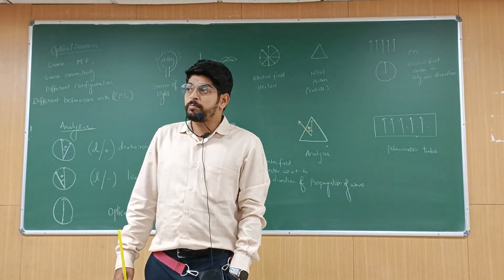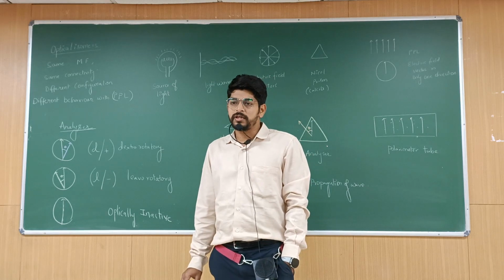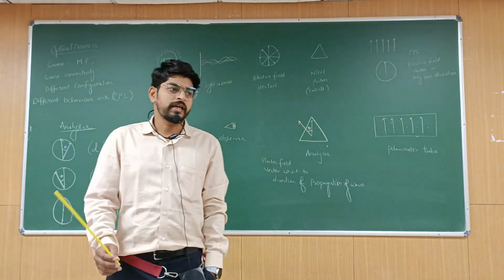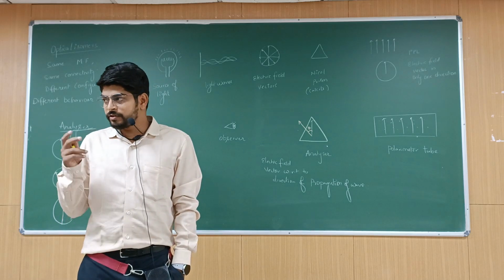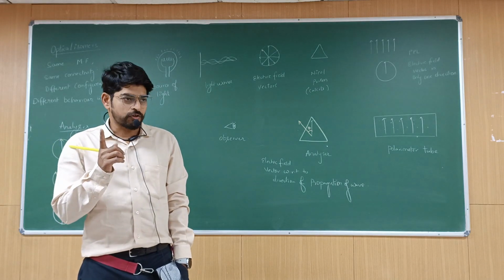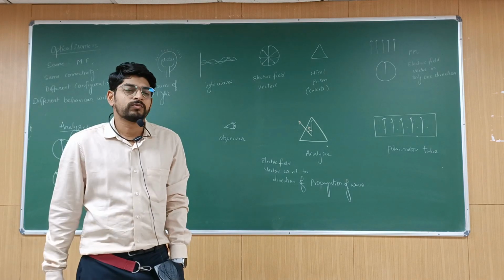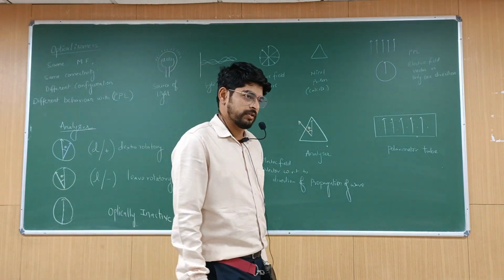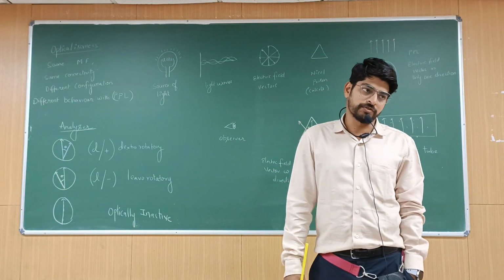Right. The topic for now is optical isomerism. What is optical isomerism? It is again under stereoisomerism. Stereoisomerism is divided into two categories, conformational and configurational. Under configurational we have two categories, one is geometrical, the other is optical. Now in this topic we are going to speak about optical isomerism.